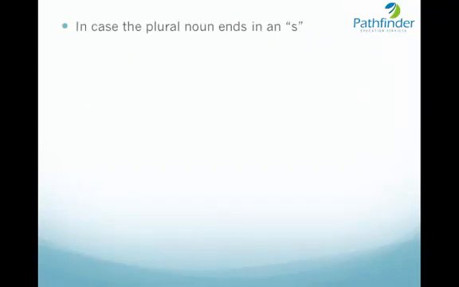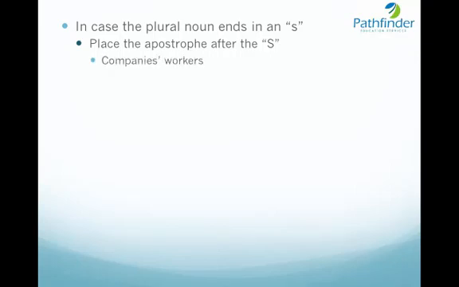But if a plural noun ends in an s, then place the apostrophe after the s. For example, companies, workers. So companies is plural. We've placed the apostrophe after s. Similarly, horses, stable. Horses is plural and we've just placed the apostrophe.